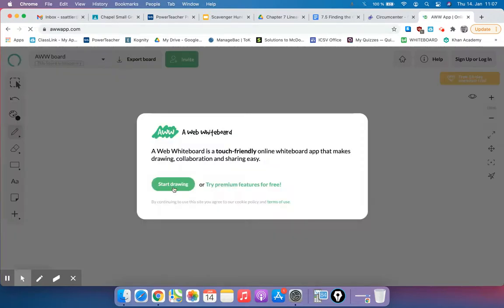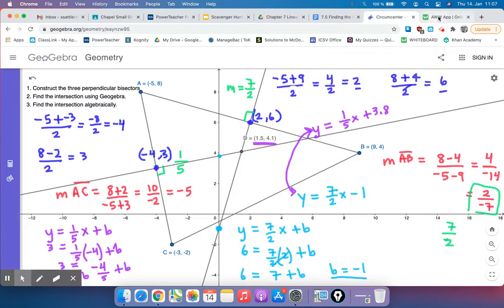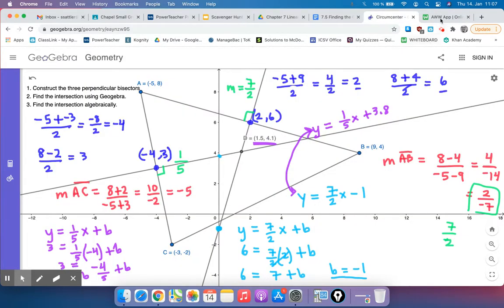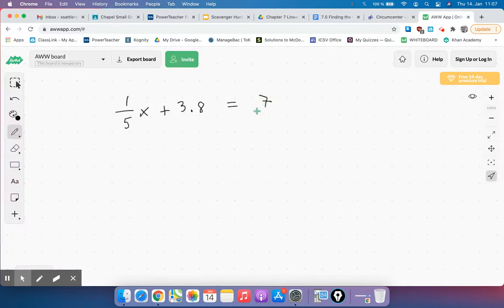Okay, and let's write those equations down. 1/5 x plus 3.8, and we set that equal to 7/2 x minus 1. Okay, now if we solve this for x, that's going to tell us the x coordinate of the circumcenter. So get the x's on one side and the numbers on the other.